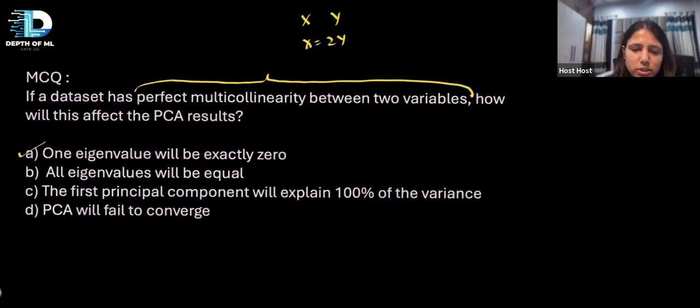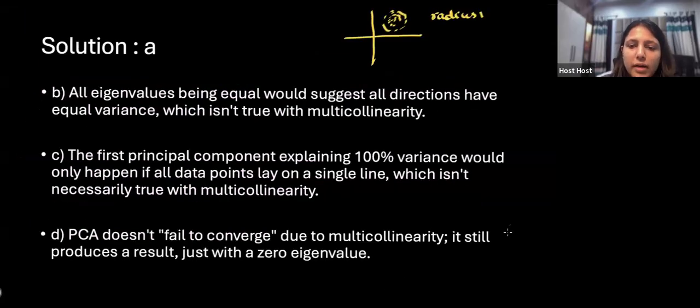The second part says that the first principal component will explain 100% of the variance, which is not true. You will have 100% of the variance only when you have all the data in only one direction. There is no variance here, just variance on this particular dimension, even though you're representing data in 2 dimensions. Then only your first principal component will have 100% of the variance.